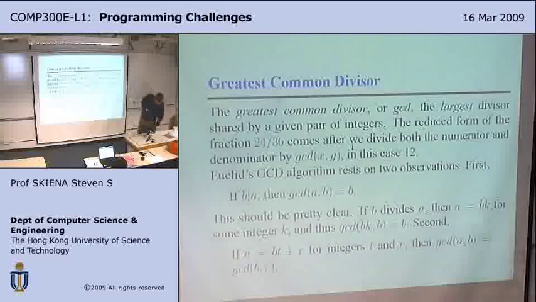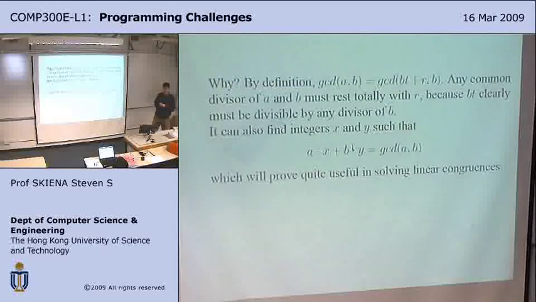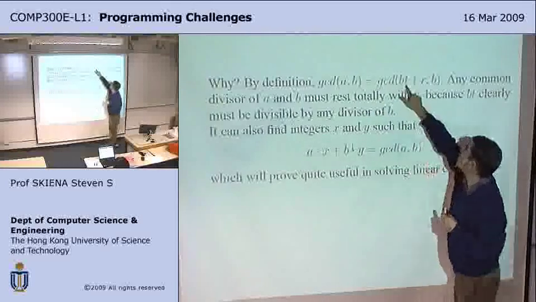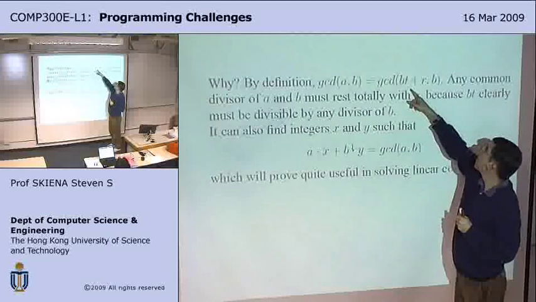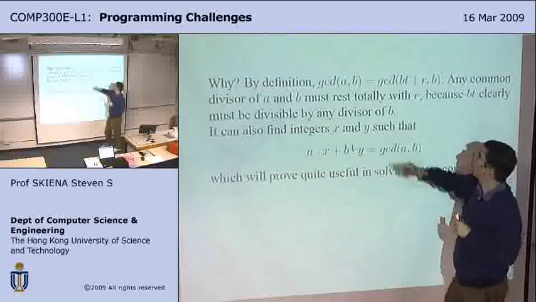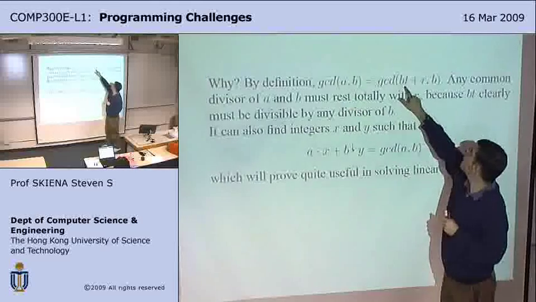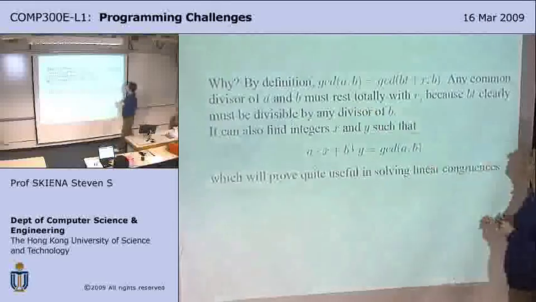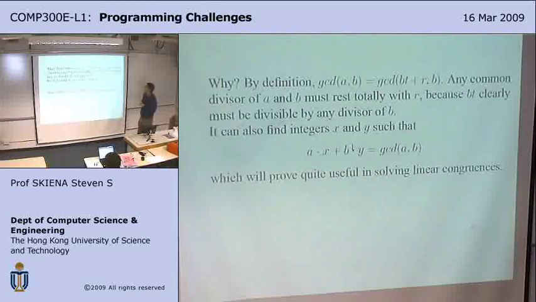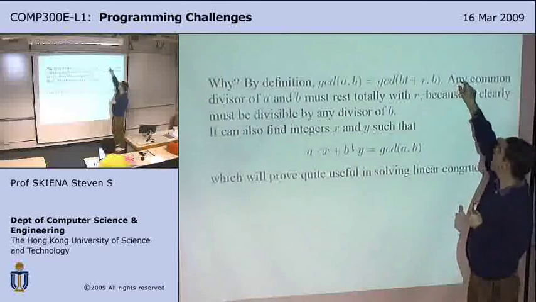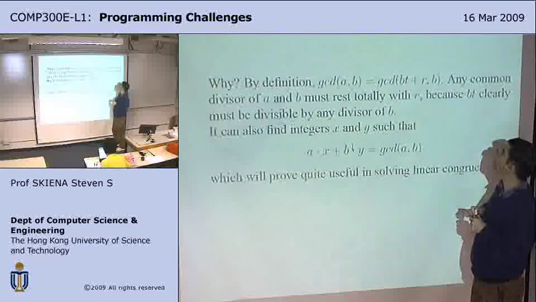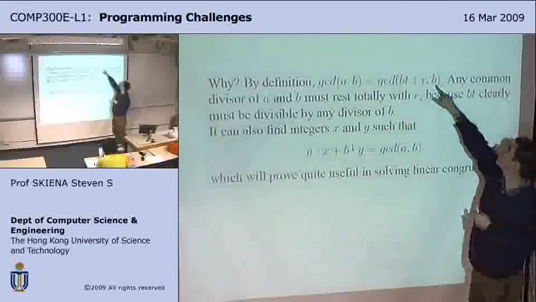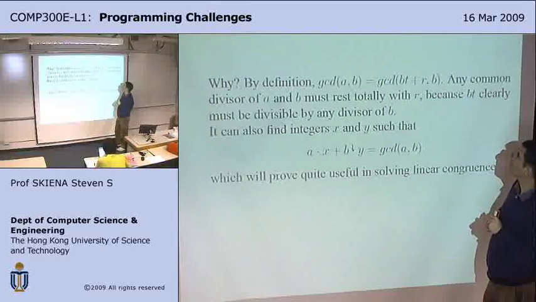But why is this correct? We know that by definition, if T is the largest multiple of B that is less than A, we can write A as BT plus R. The greatest common divisor of this is the greatest common divisor of this. Now what is the greatest common divisor of B and R? It is clearly not going to be something larger than B.